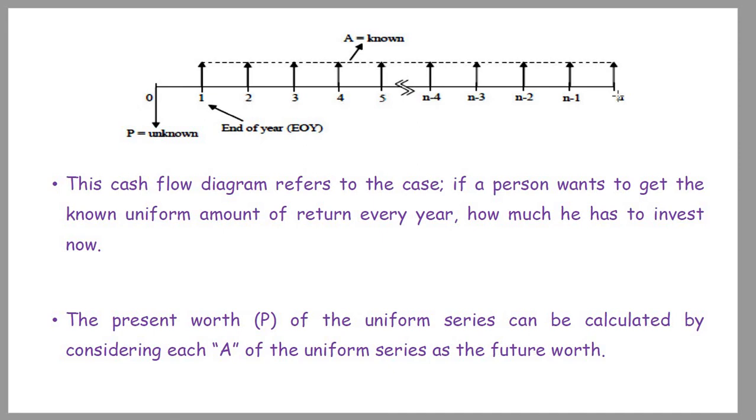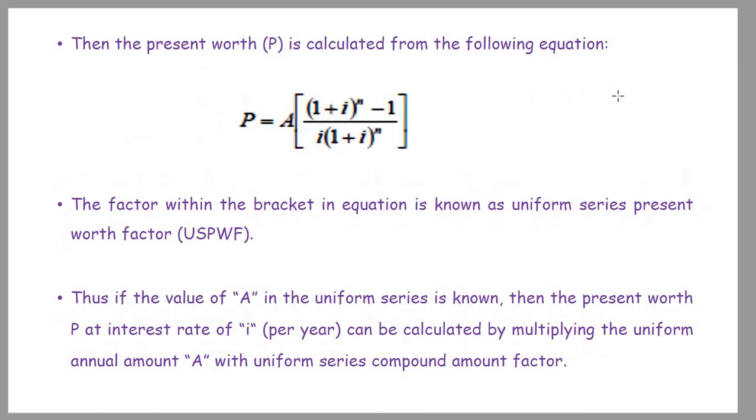Here the present worth P of a uniform series can be calculated by considering each A of the uniform series as a future worth. So this is the formula we can use to calculate: P is equal to A, that is the amount we are going to get every year, times (1 plus i) raised to n minus 1 divided by i times (1 plus i) raised to n. The factor within the bracket in the equation is known as the uniform series present worth factor.